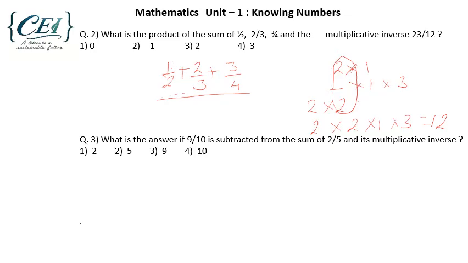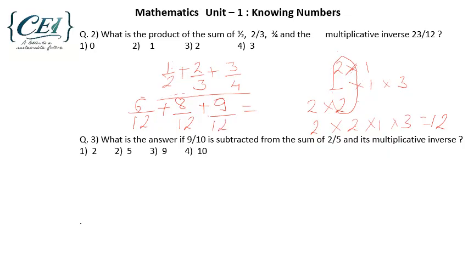How will you make it? You multiply 1 upon 2 by 6 on the top and 6 on the bottom, so 6 upon 12. Plus 2 upon 3: 3 into 4 is 12, so you multiply by 4. 2 fours are 8, so 8 upon 12. Plus 3 upon 4: 4 into 3 is 12, so you multiply by 3. 3 threes are 9. 9 upon 12.